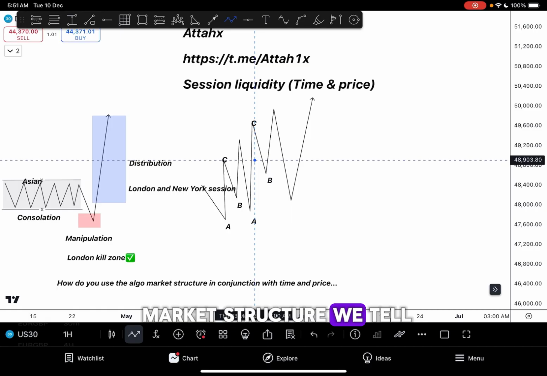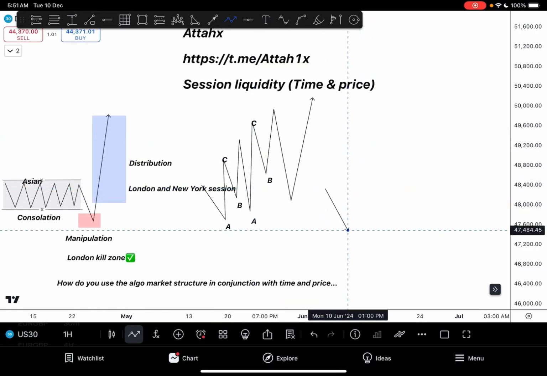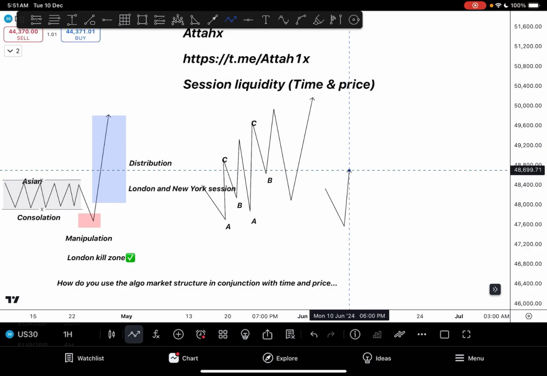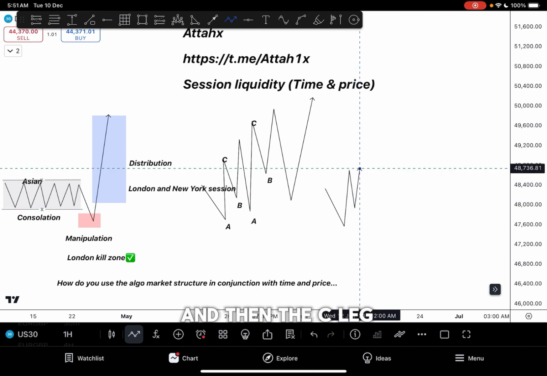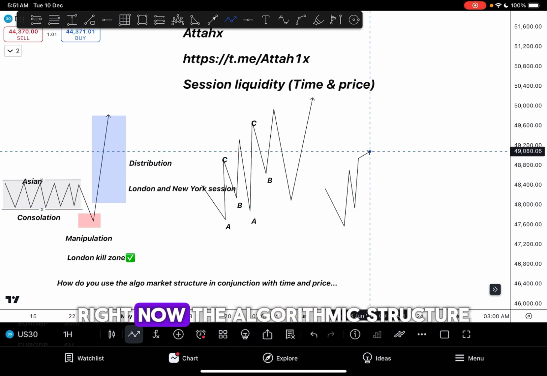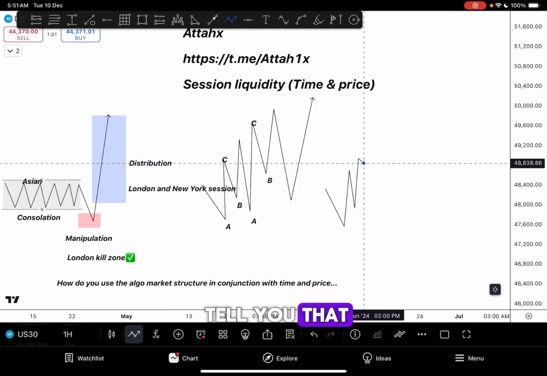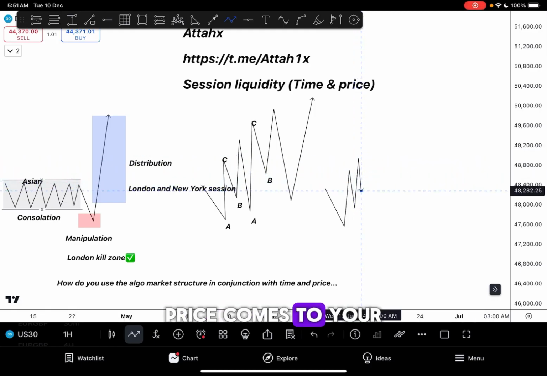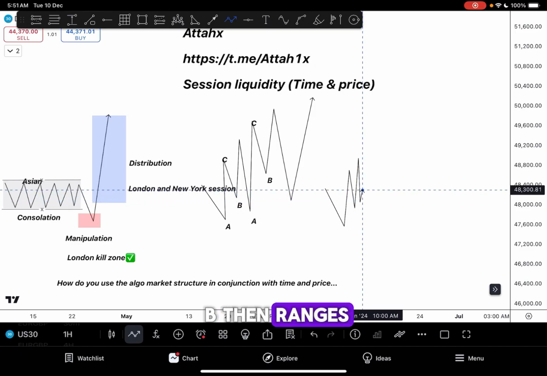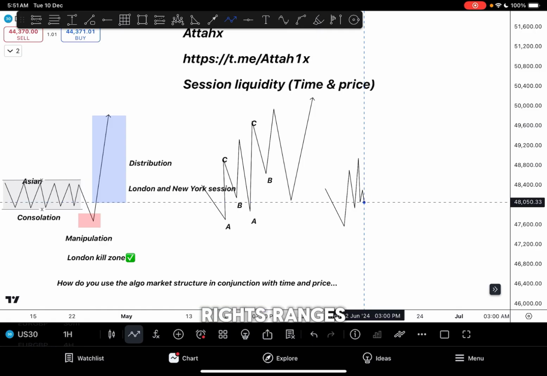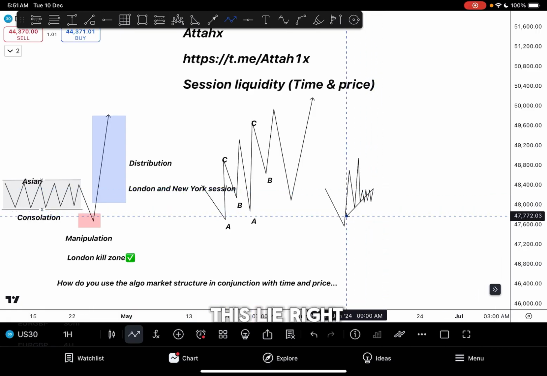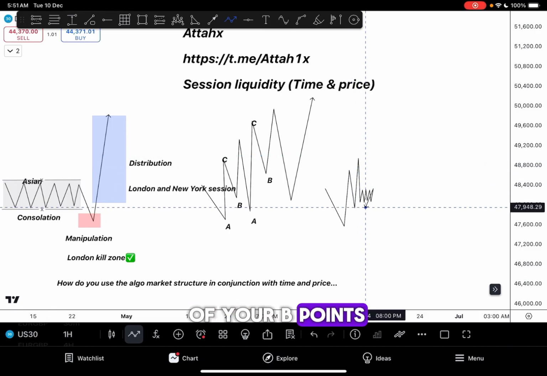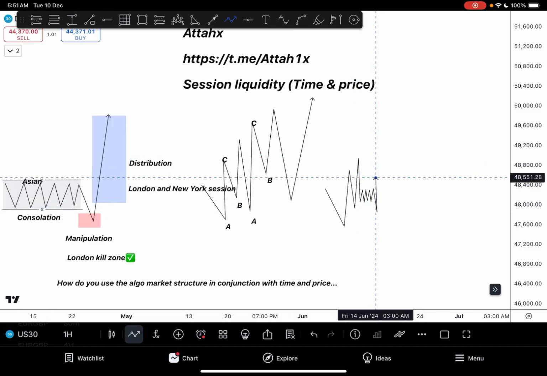Now the algo market structure will tell you that we have the A, and then we have the B leg formed, and then the C leg, right? Now, the algo market structure will come back and tell you that price comes to your B, then ranges, right? Ranges, and then manipulates this low, right? Leading to the manipulation of your B points before breaking structure.